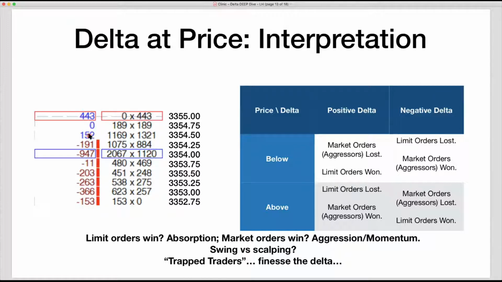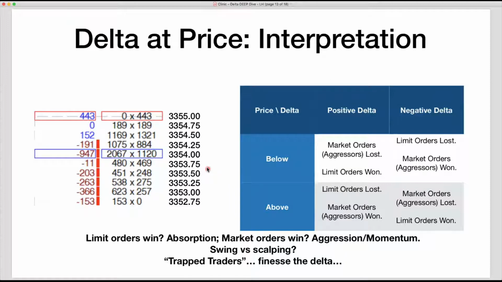The price levels with positive delta mean that at these price levels, there was more aggressive buying than selling. So it was aggressive market orders that dominated the trading at these price levels. If, for whatever reason, we are trading below the positive delta, every person who has placed a market order to buy here, and we're trading below it, they're wrong.